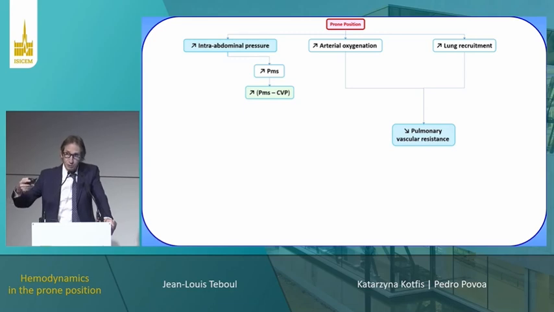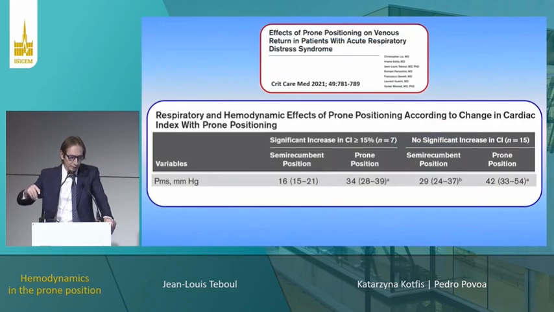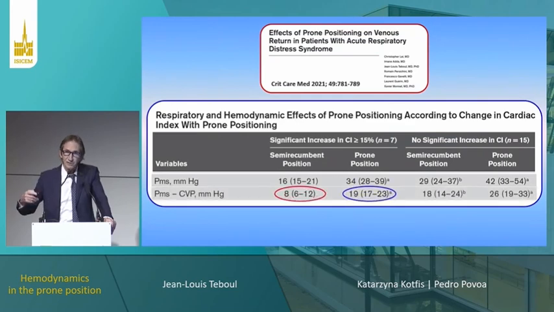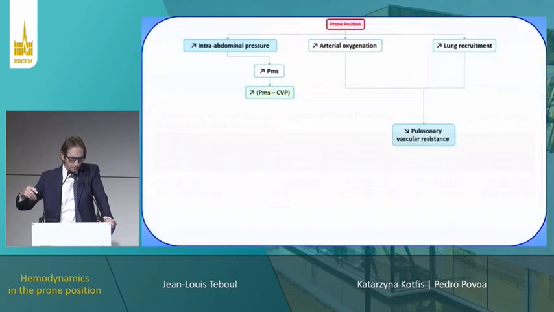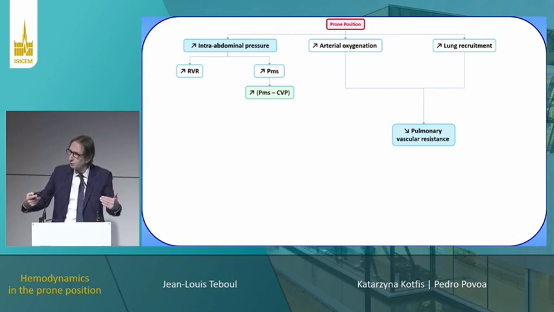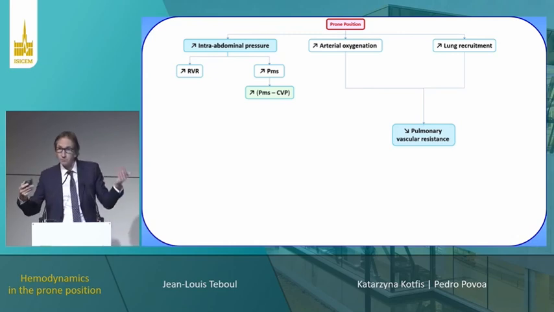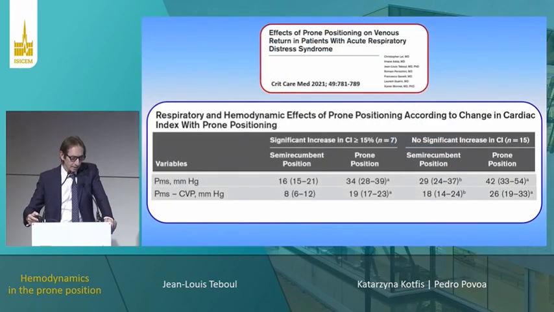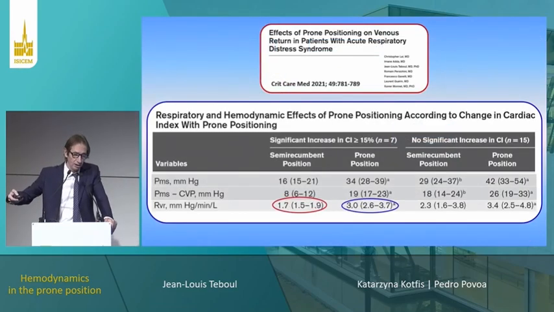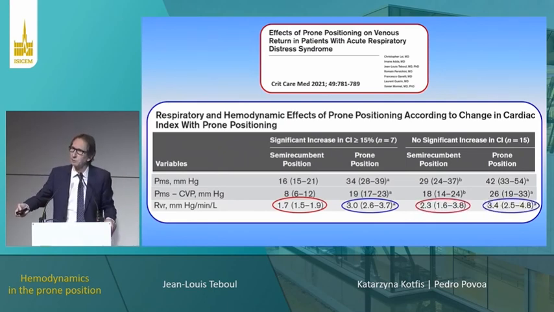And normally, this results in an increase in the venous return pressure gradient, the difference between the mean systemic pressure and the CVP. And this is what we confirmed in this study. This gradient, this difference, increased with prone position in all the patients. But at the same time, as you know, the increase in abdominal pressure will increase the resistance to venous return. So there is a balance between both. And the resistance to venous return can increase a lot in patients who increase cardiac index as well as in patients who do not increase cardiac index with prone position.